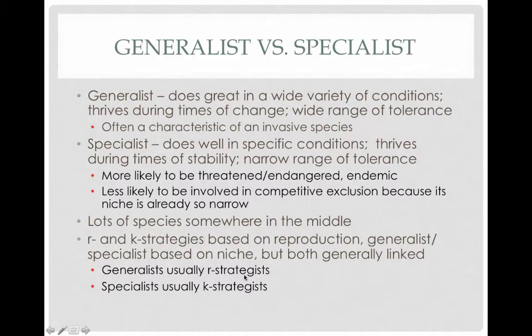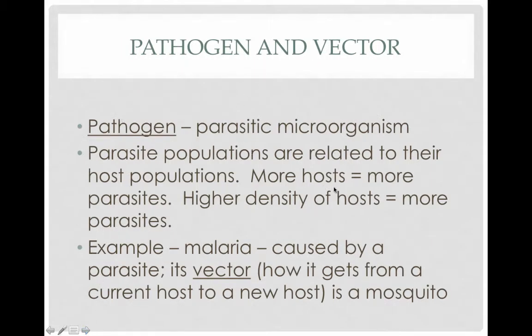Generalists are usually R strategists and specialists are usually K. All right, pathogen and vector. A pathogen is a parasitic microorganism. How does it get from host to host? It has its own little UPS truck called a vector.